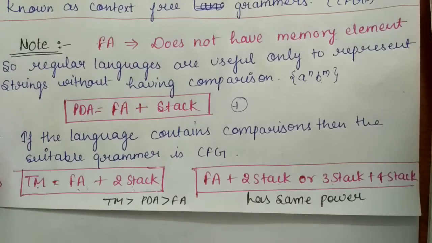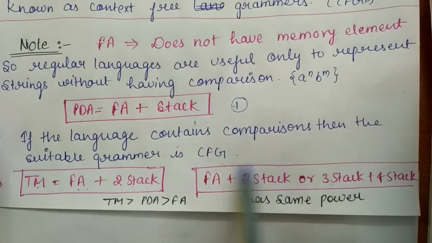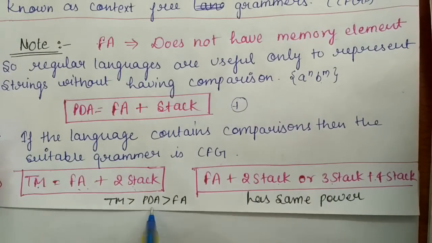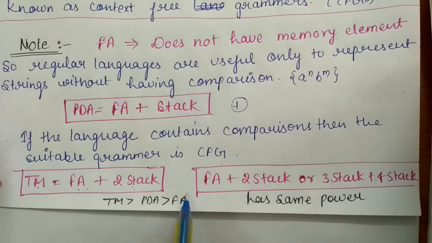And if we add 2 stacks or 3 stacks or 4 stacks, it will have the same power, because the most powerful machine is the Turing machine, which is a finite automata with 2 stacks. So the expressive power of Turing machine is greater than PDA, than FA, finite automata.